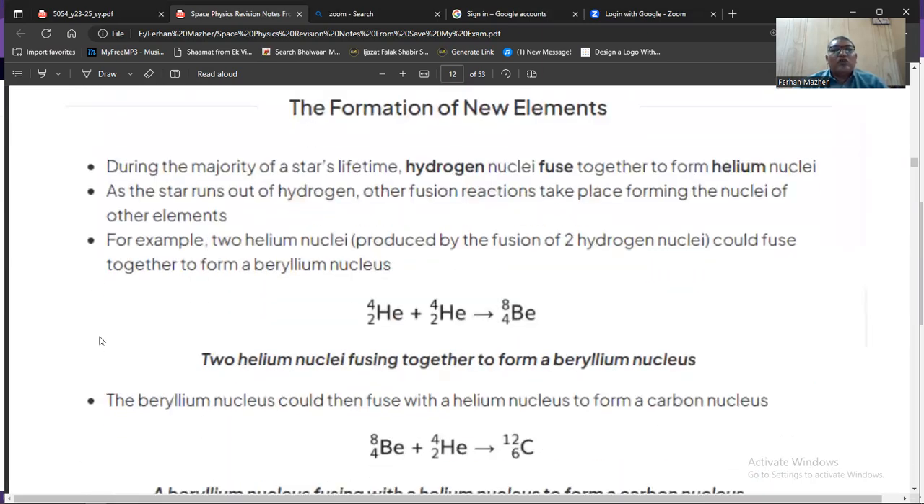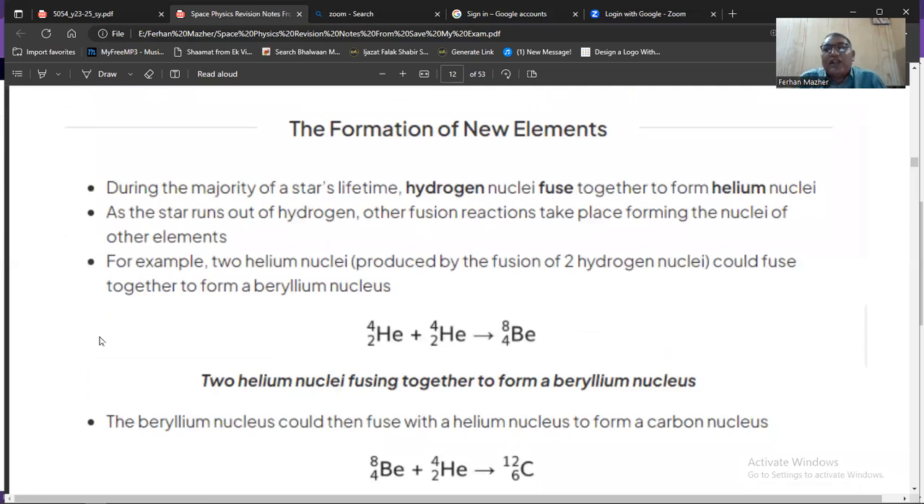Okay, the formation of the new elements. When they fuse into each other, they make new elements, and heavier nuclei form. During the majority of a star's lifetime, hydrogen nuclei fuse together to form helium nuclei. As the star runs out of hydrogen, other fusion reactions take place, forming the nuclei of other elements. For example, two helium nuclei produced by fusion of two hydrogen nuclei could fuse together to form a beryllium nucleus.